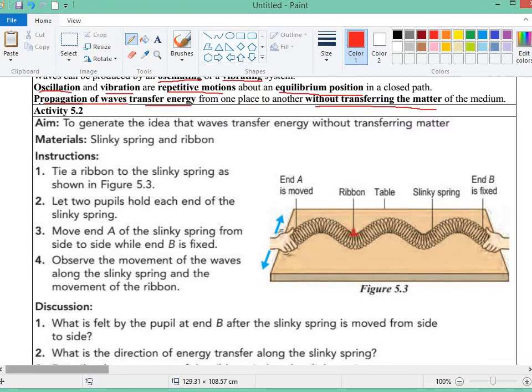So what is it that I need you to do here? You do what is described inside here. First you pull, and one end is fixed, the other end you move like this. Not up and down, but left and right, like this.